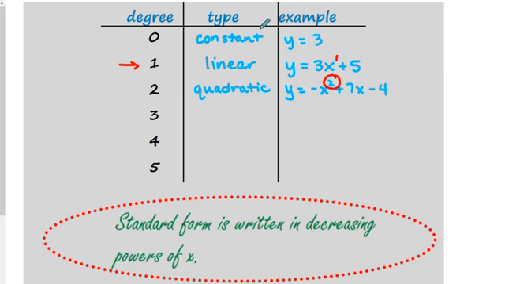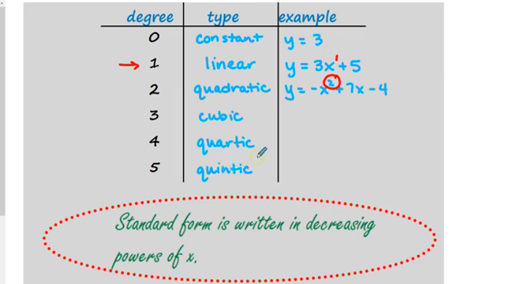Okay, the names for the next 3 are, if it has degree 3, it's called cubic. If it has degree 4, it's called quartic. You can think of like quarters, 4 quarters in a dollar, 4 quarts in a gallon, 4 quarters in a football game. And if it's degree 5, it's called quintic.